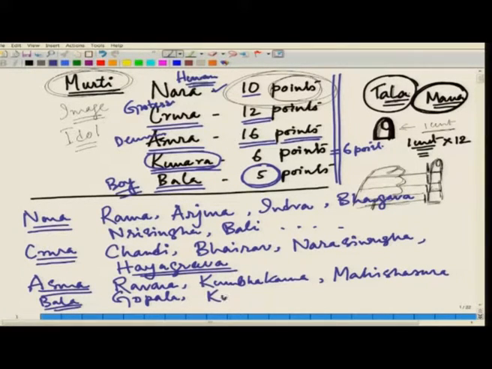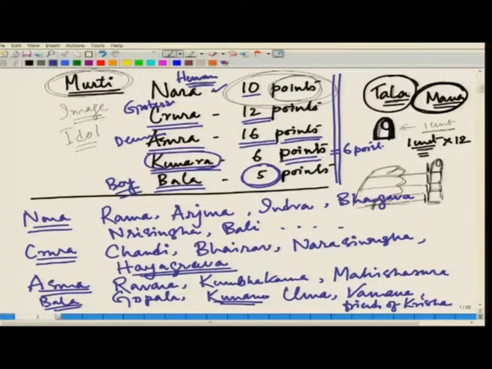And for the Kumara, we can have Uma, we have Vaman, and also the friends of Krishna, who follow the 6-point proportion. So, that is how it works.